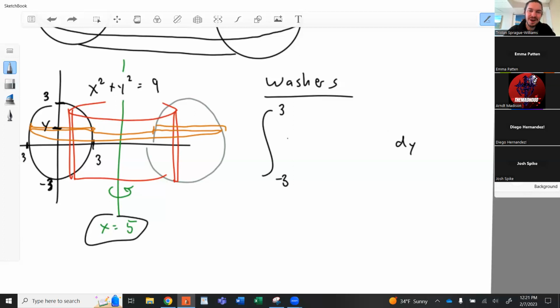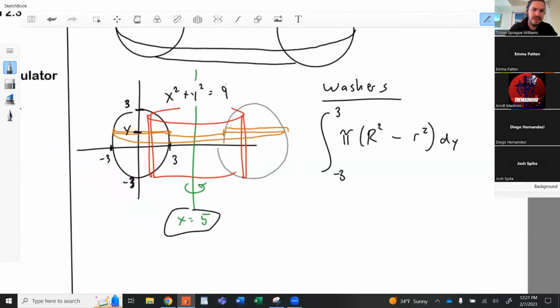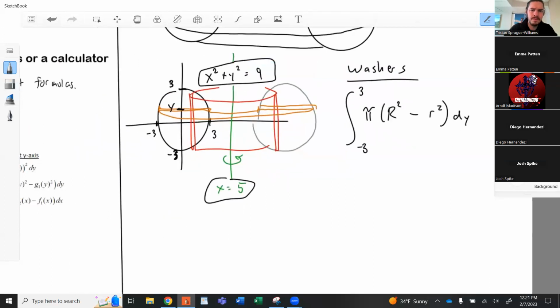All right, so we need to do our pi r squared, basically, but we have to do big R squared minus little r squared here. Right, because we're integrating the areas of the cross sections, the difference between the big circle and the little circle. So we're going to need to solve this equation for y. Oh no, for x. We have to solve it for x and get it as a function of y, right?